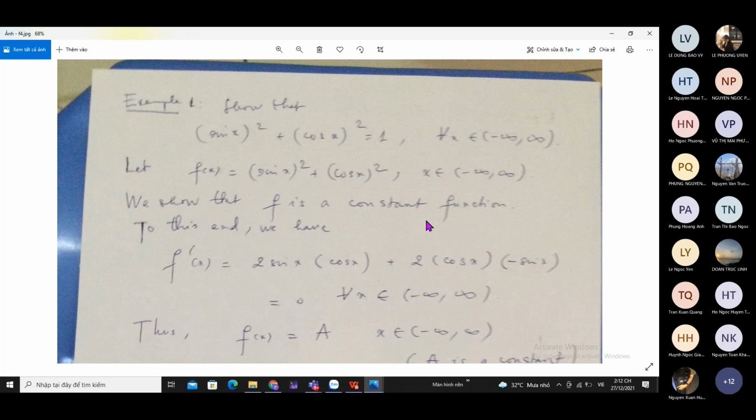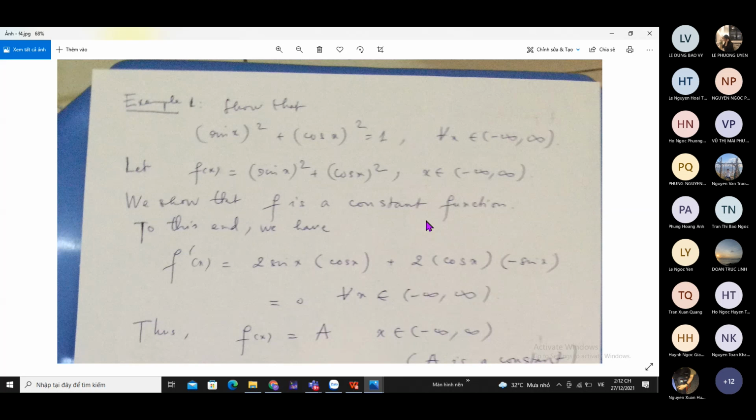We apply the chain rule here. The derivative of sine of x squared gives you 2 sine of x, and the derivative of sine of x gives you cosine of x. Similarly, the derivative of cosine of x squared gives you 2 cosine of x times the derivative of cosine of x, which gives you minus sine of x. So clearly it gives you 0, right?